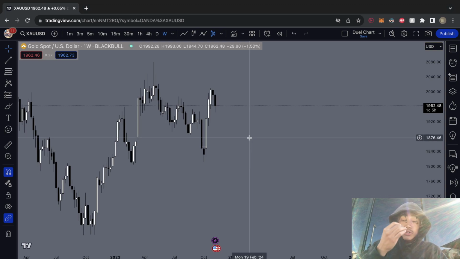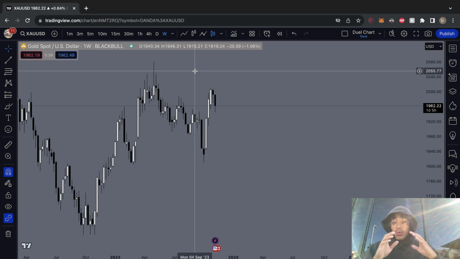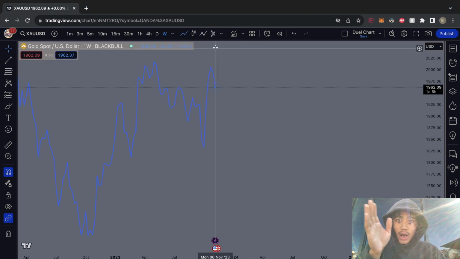How you actually understand where bias is going, and I will always testify this and always say this. A lot of people will say draw channels, draw this, draw that. Go on the line chart. That's the easiest way to do it. If you want to understand where price action is going, go to a weekly time frame, go to a higher time frame, and all you need to do, bam, line chart.